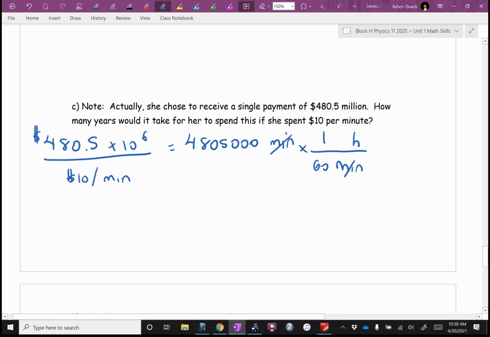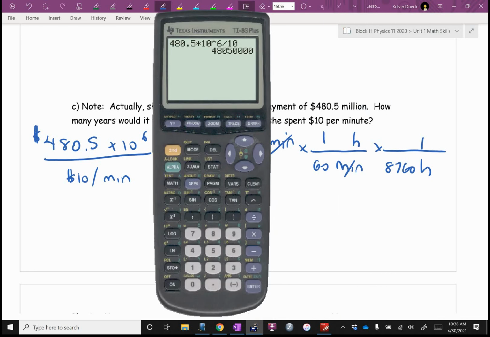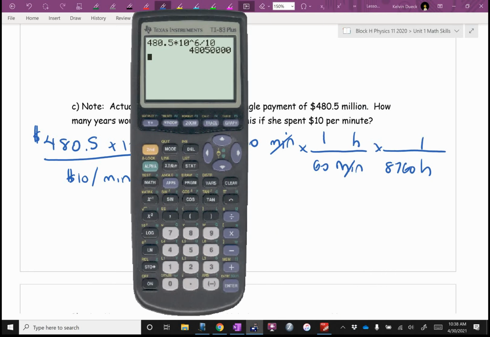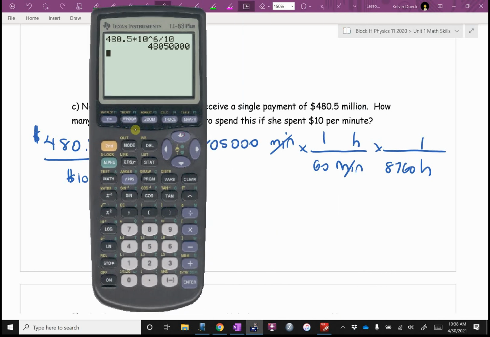That gives us hours. It'd be really nice if there was a conversion factor that related hours to years. Well, there is. There is, you say? Really? You already have the number. So take that number on your calculator, divide by 60, and divide by 8,760. If she spends $10 a minute, 24/7, not taking any time to eat or sleep, is it theoretically possible?